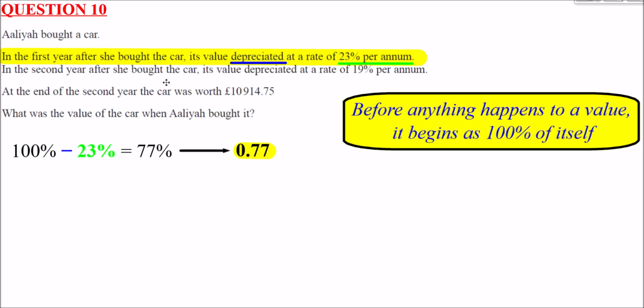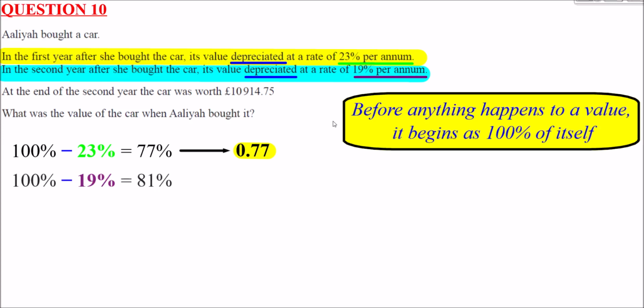But then in the second year, it depreciates again. This time it goes down at a rate of 19%. At the start of the second year, it's 100% of its initial start of second year self. After losing 19%, it'll become 81% of its former self, and as a decimal multiplier, 81% is the same as 0.81. So essentially, it starts off being some value, which we're not sure about, and ends up being this after 2 years.